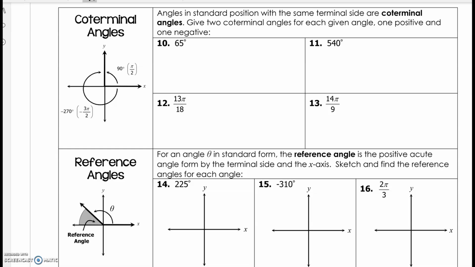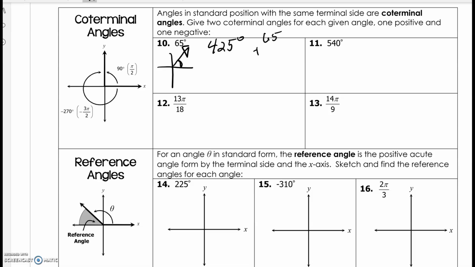I'm going to throw in there a little reminder or refresher about how to do the coterminal angle. So if I have 65 degrees, just real quick, 65 degrees is going to fall in here. And if I want one positive, one negative, all I have to do is add 360. So 65 plus 360, and I get 425 degrees. That's my positive.